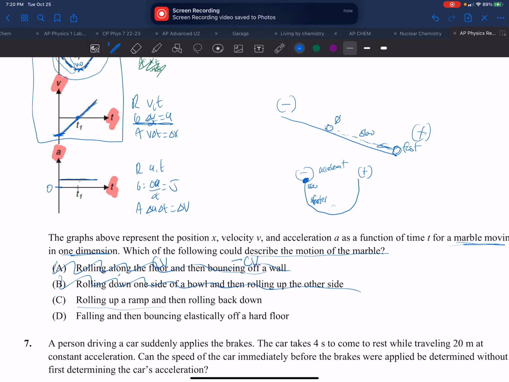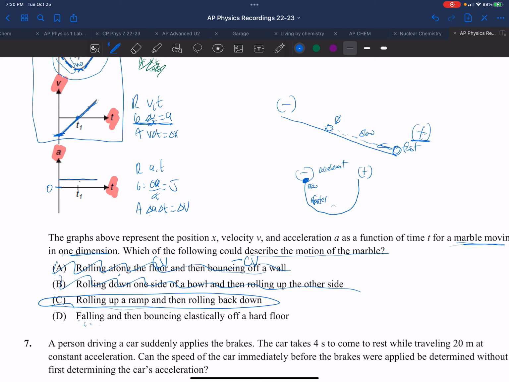Moreover, if we saw this as the positive direction, as it's getting slower on the way up, it reaches this 0 point and then it speeds up on the way down. The speeding up part, the acceleration is positive, which is what the graph shows. So this looks like C is our answer, but we're not going to quit.